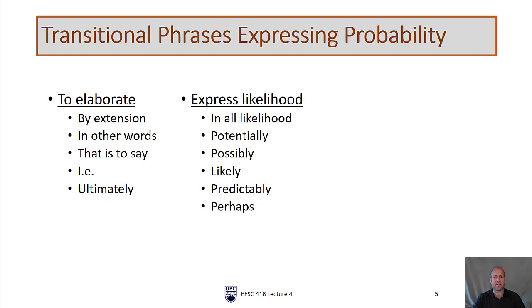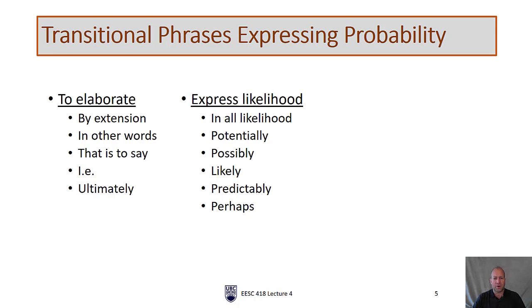The next set of transitional phrases are used to elaborate on a topic that we might have just discussed. And this means we can extend our thoughts through time, through space. We can extend a concept from simple data to a bigger picture item. And so we will use words like by extension and ultimately. We can also elaborate by just giving more detail or restating something. And in that case, we might say in other words, or that is to say, in which case we might completely restate something we've just said in different words to help somebody understand the meaning in a different way.